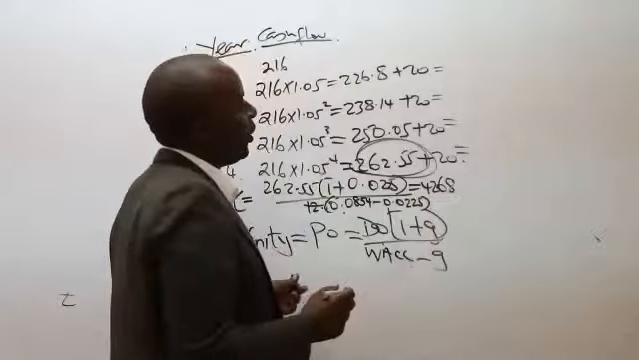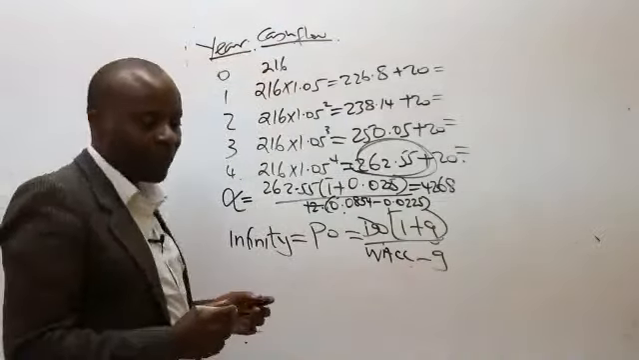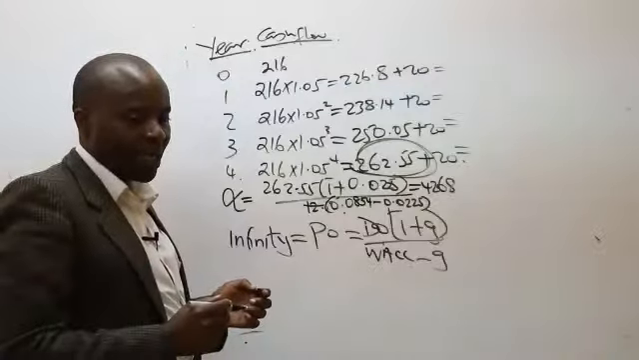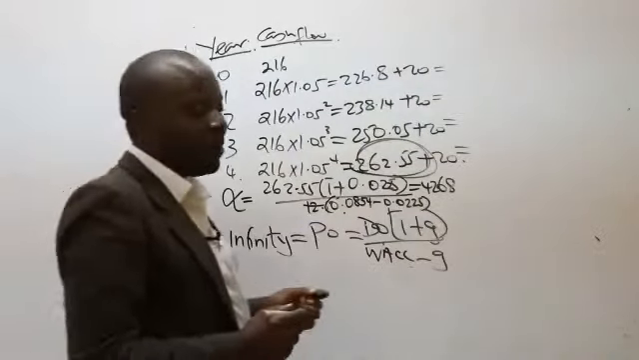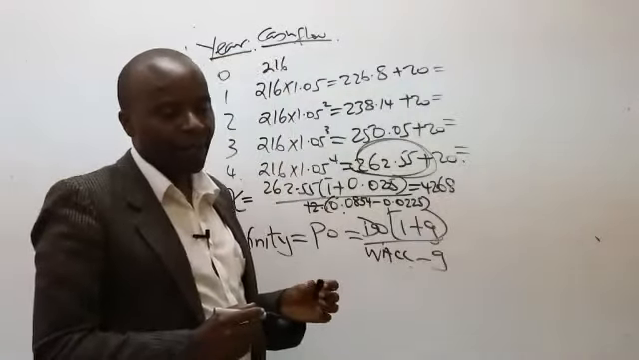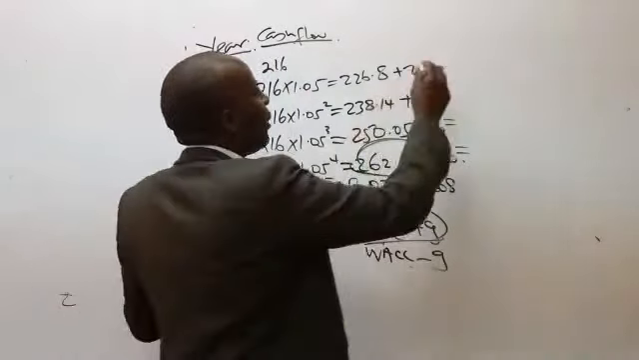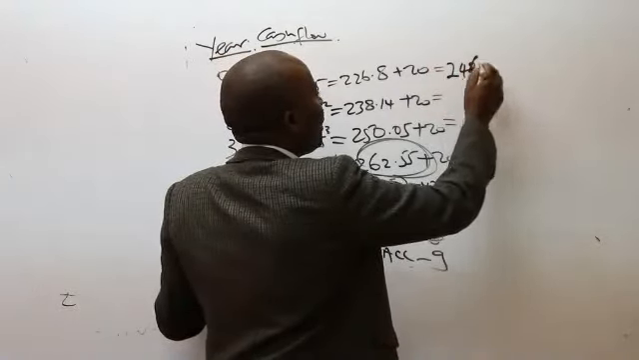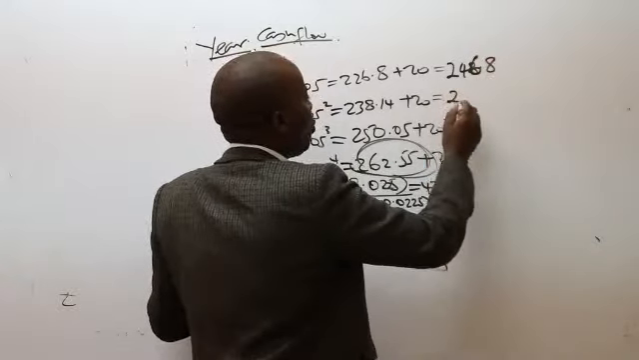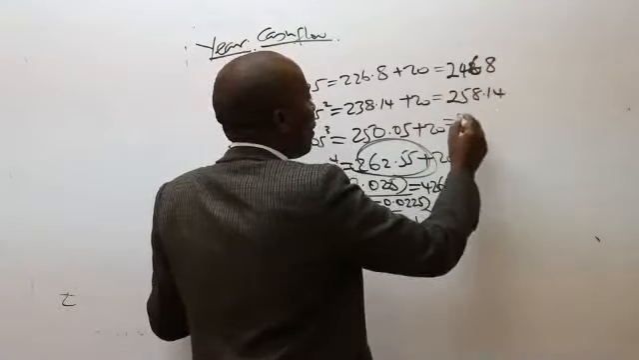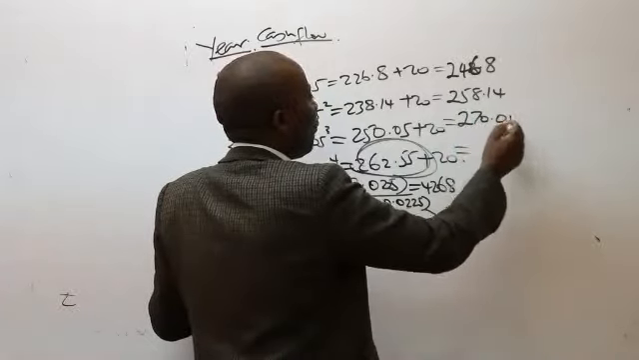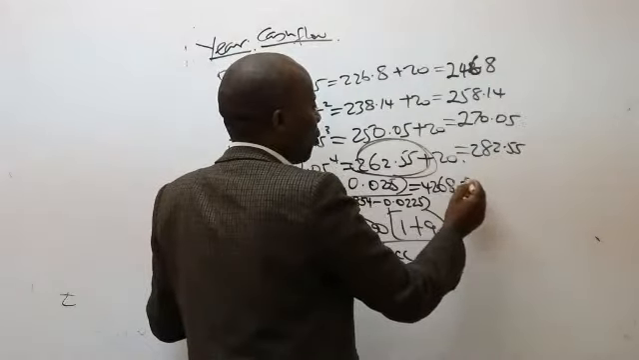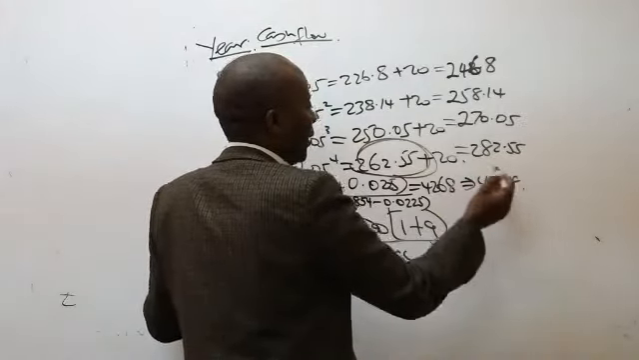Please give us the new figures now. Abracadabra. Akigunda gives me 246.8. The second one will be 258.14, 270.05, 282.55. This one, of course, will remain the same, 4268, like that.